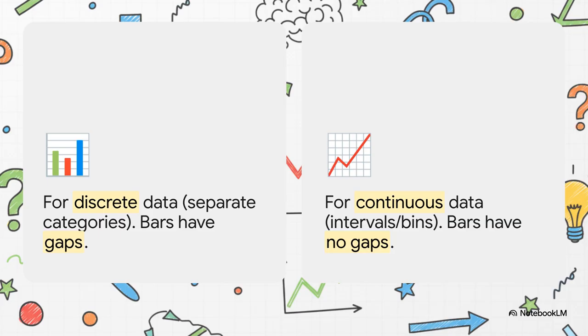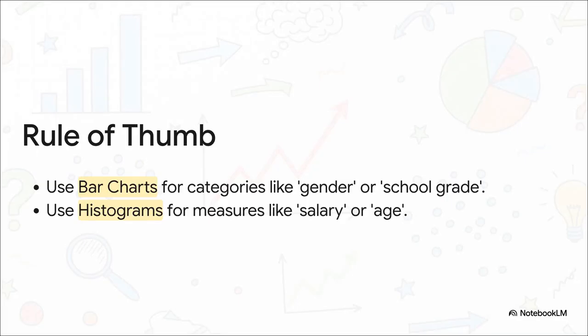A histogram, on the other hand, is for a continuous spectrum, like age, that we've just grouped into convenient bins. The bars touch because the data is all connected. All right, so here's your super simple rule of thumb to keep this straight. If you're counting things in separate boxes, like different school grades, use a bar chart. If you're measuring something on a continuous scale, like salary or age, and you want to see how it's all spread out, you're going to want a histogram.